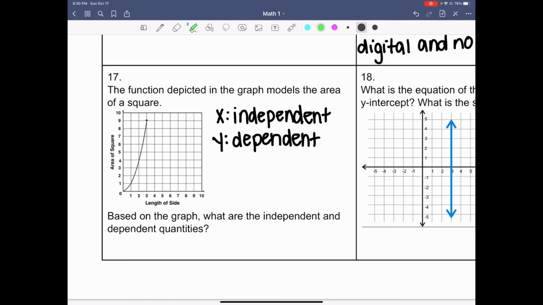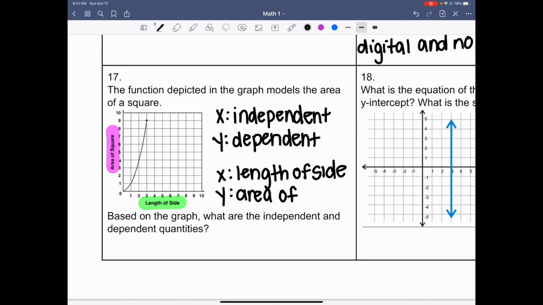So we're going to look at the actual graph. So my x is going to be labeled on the x-axis. So x represents the length of the side, so that's going to be my independent. And then my y is going to be on my y-axis, so therefore my y is going to be my dependent, the area of the square.